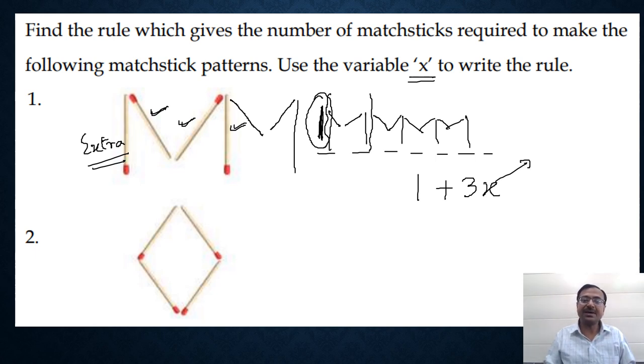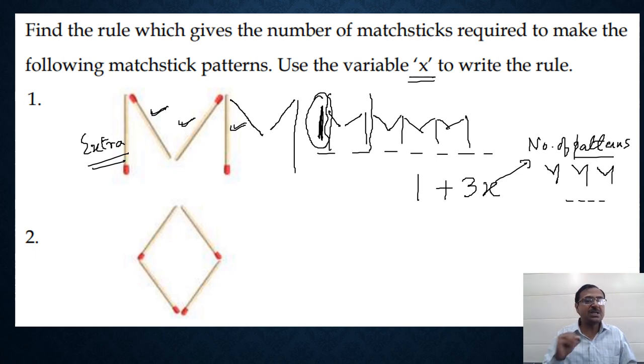So what does the variable x represent here? It represents the number of patterns that we require. That means this is one pattern, this is another pattern, this is another pattern, and so on. So we have x patterns, each pattern consisting of three matchsticks, and therefore the total number of matchsticks required to make the matchstick pattern is 1 plus 3x.